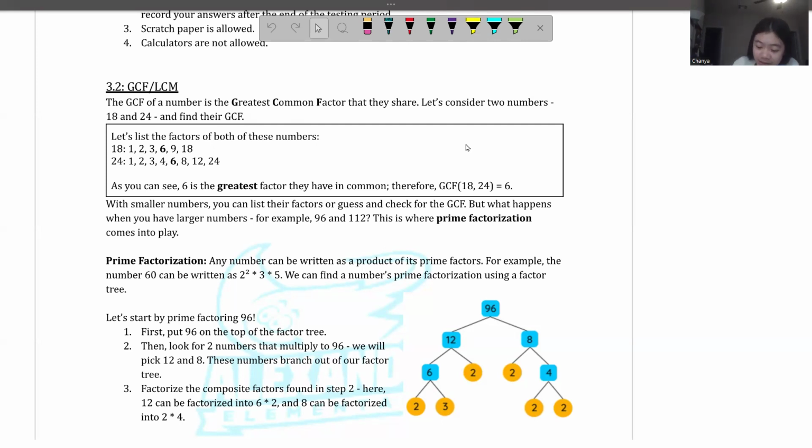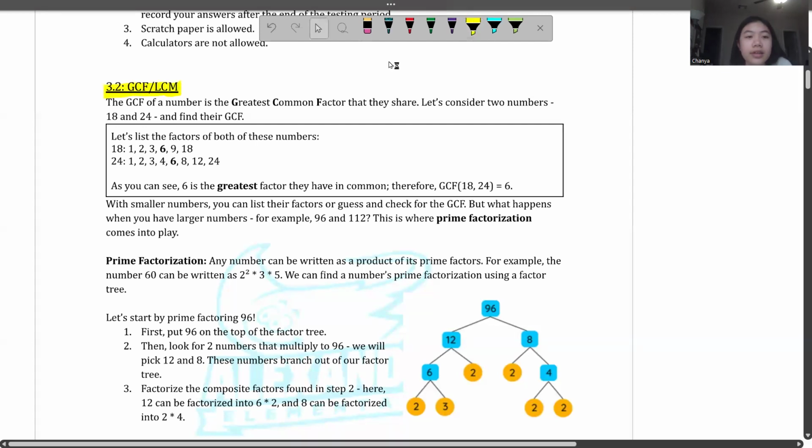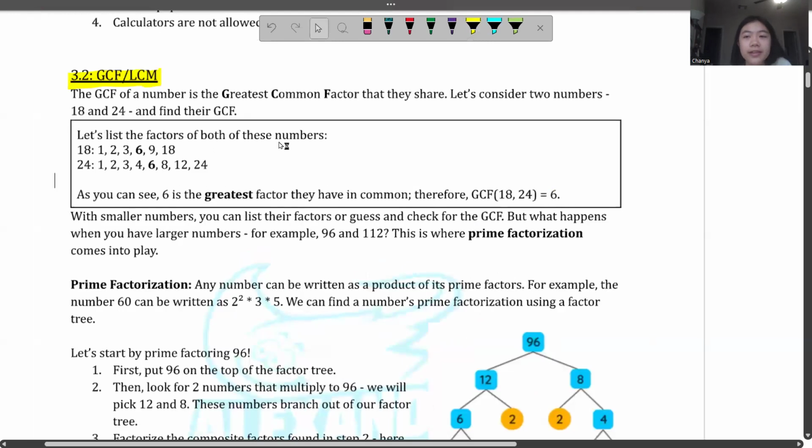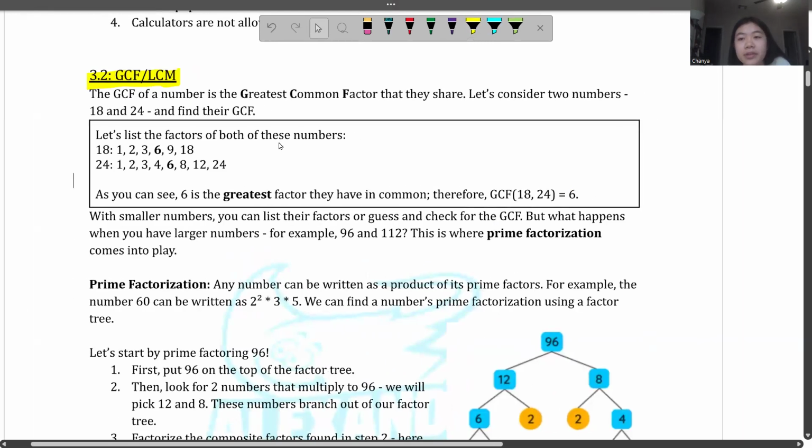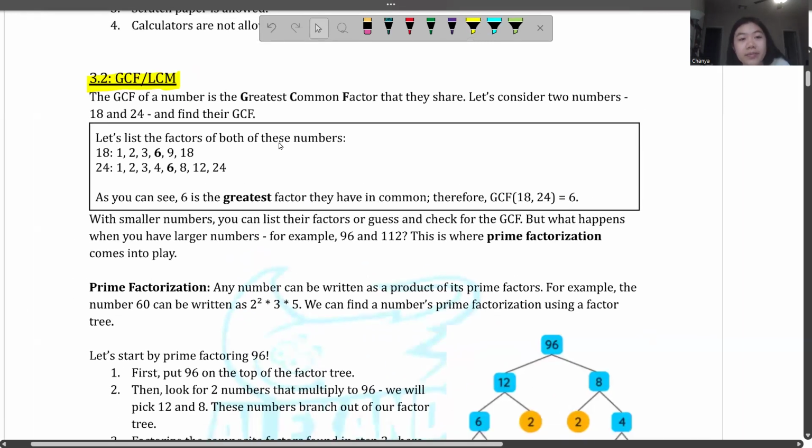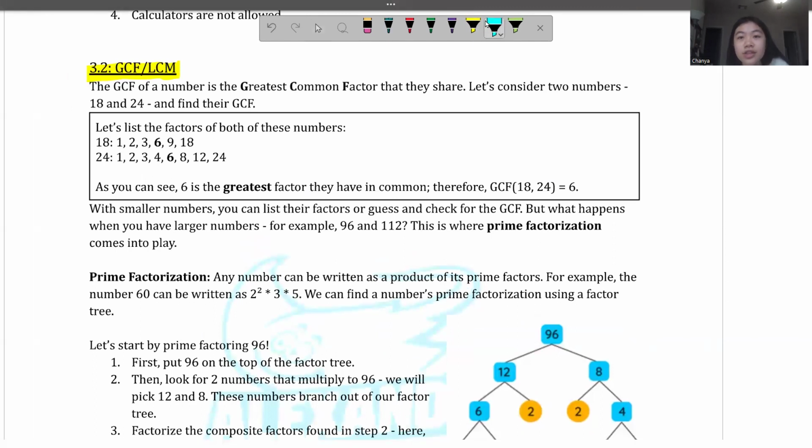So today we will be talking about the GCF and LCM of a number. This stands for greatest common factor and least common multiple, and we're going to go over what it is and how to find it. Okay, so let's start with GCF, right?